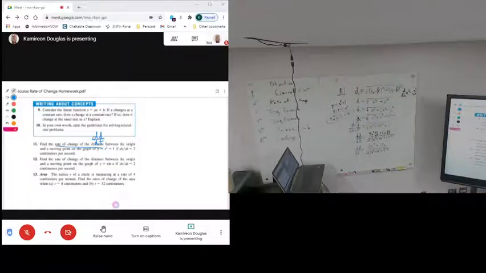They have not given me a definable value for x. They haven't said find it at point x equals 2 or something. It just said find the rate of change. So this is a solution.